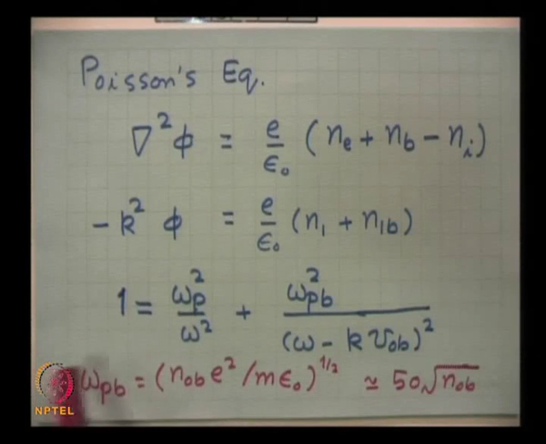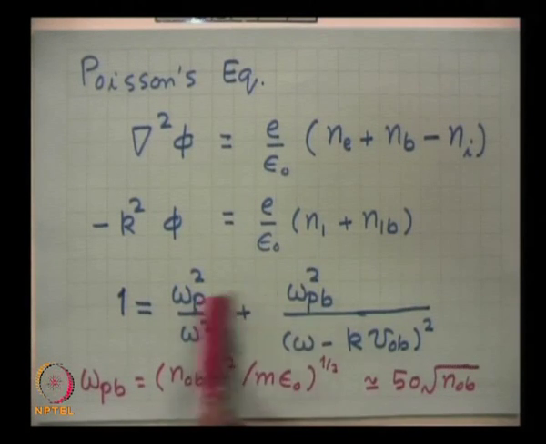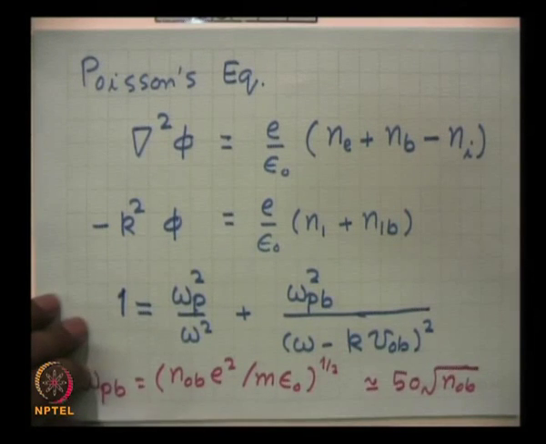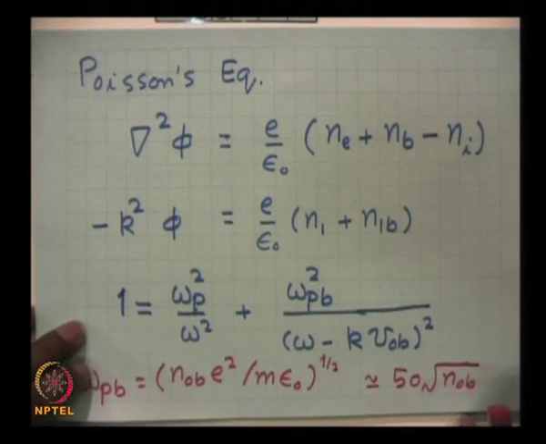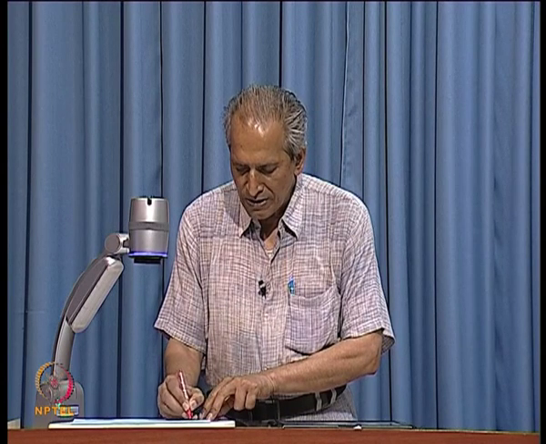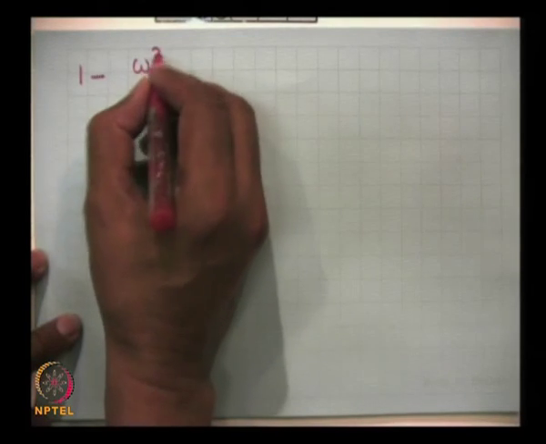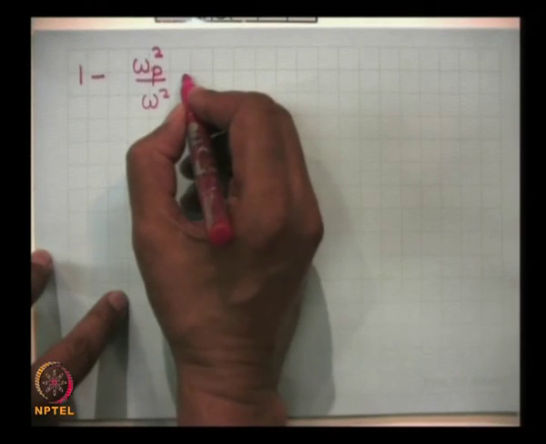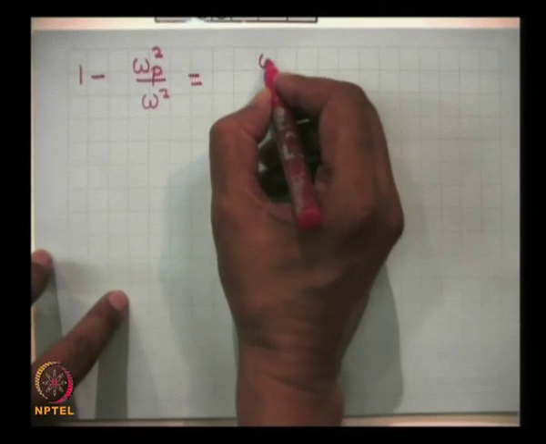People have studied that, but the most common case is the one in which beam density is small as compared to plasma density, and hence this term is small. Numerator here is smaller than the numerator here. Let us see. So, I will consider today the case when omega Pb is small, and I would like to solve this equation. I can rewrite this dispersion relation as 1 minus omega P square upon omega square, means I have taken the plasma electron term to the left, and beam term I will keep on the right.